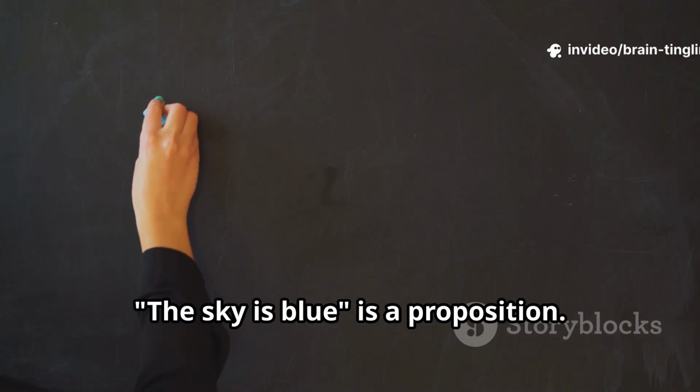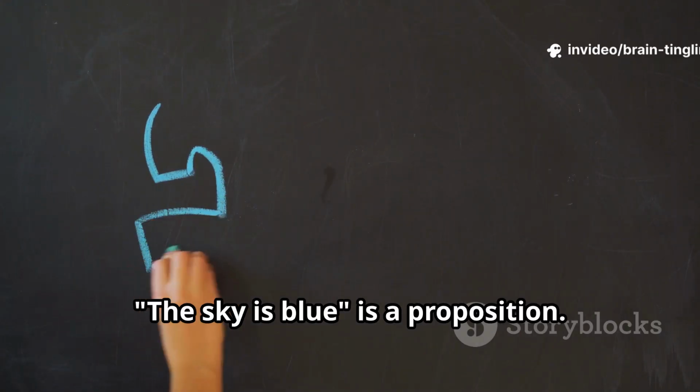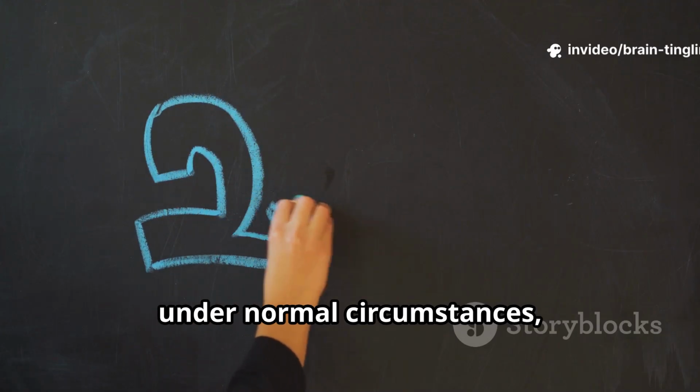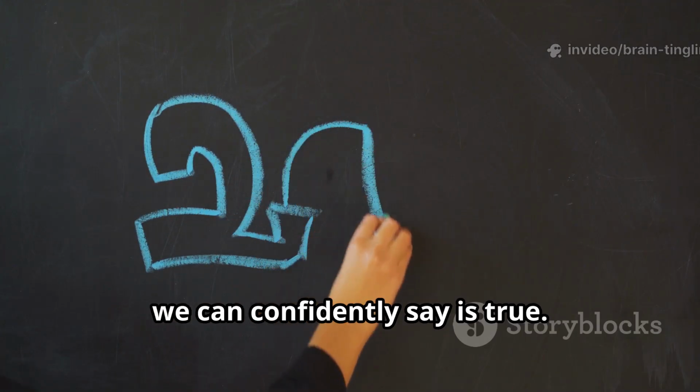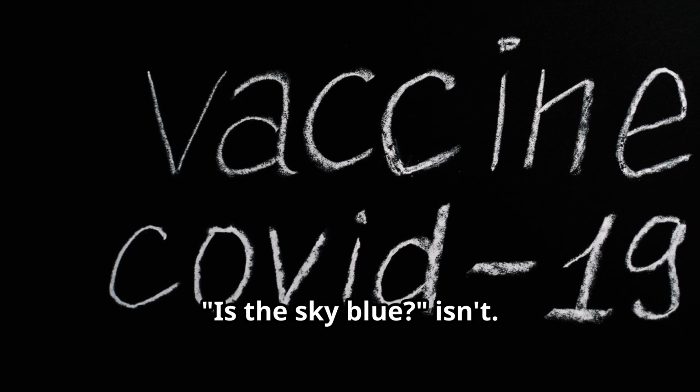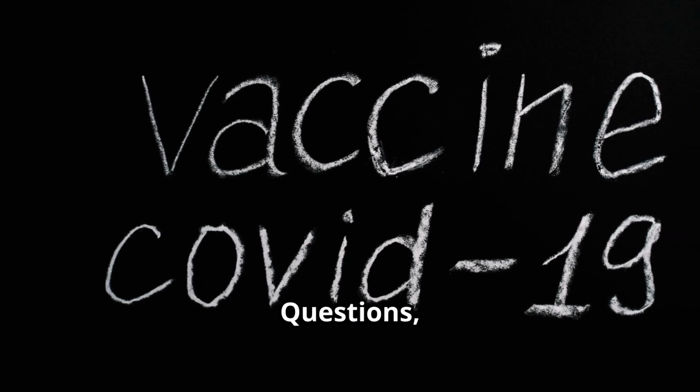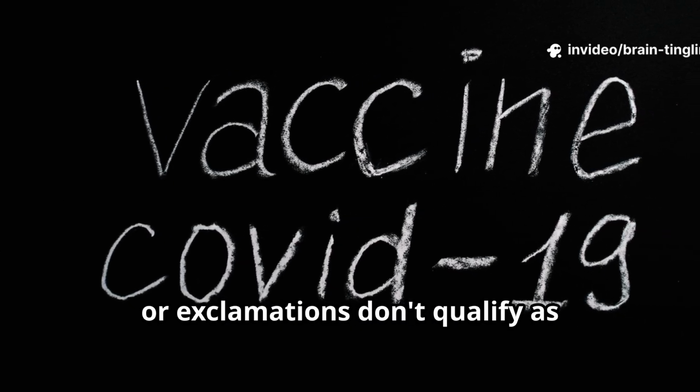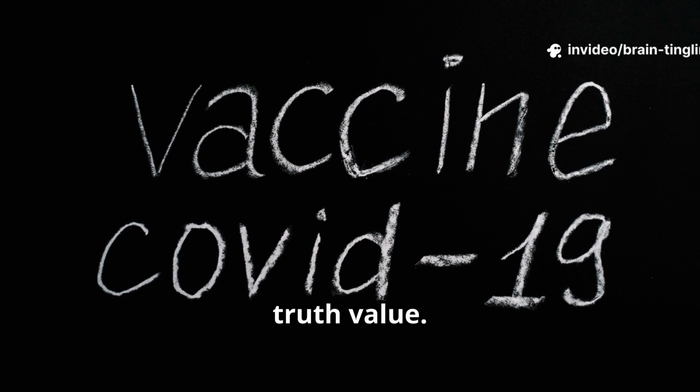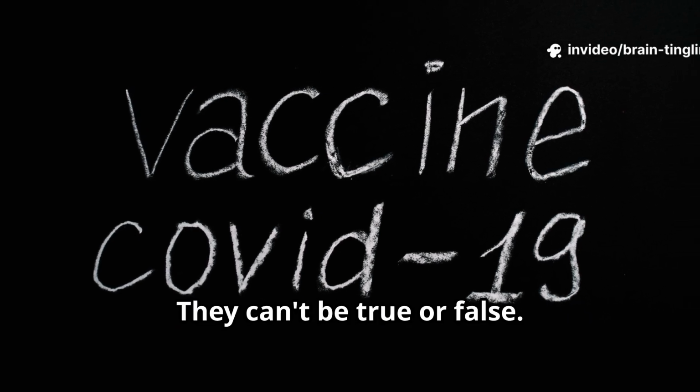For example, "the sky is blue" is a proposition. It's a declarative statement that, under normal circumstances, we can confidently say is true. "Is the sky blue?" isn't. Questions, commands, or exclamations don't qualify as propositions because they don't assert a truth value. They can't be true or false.